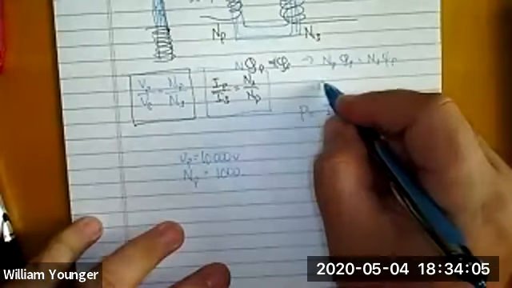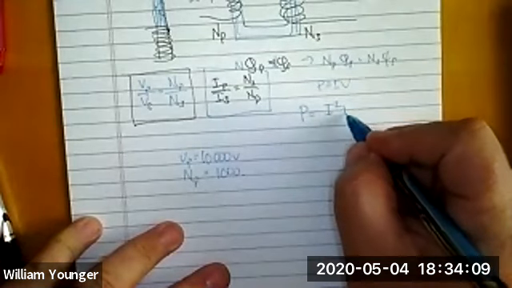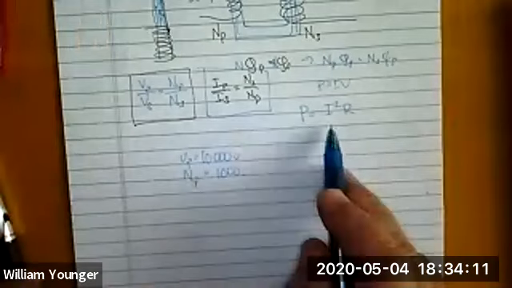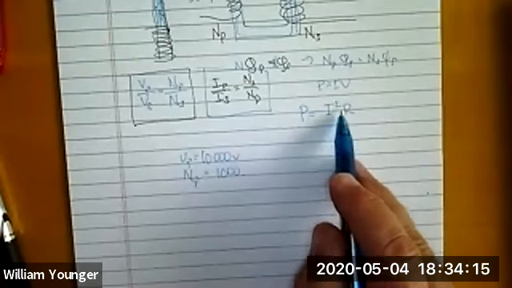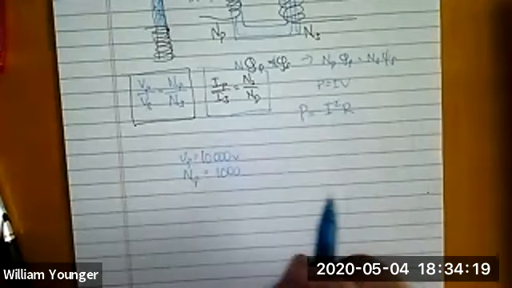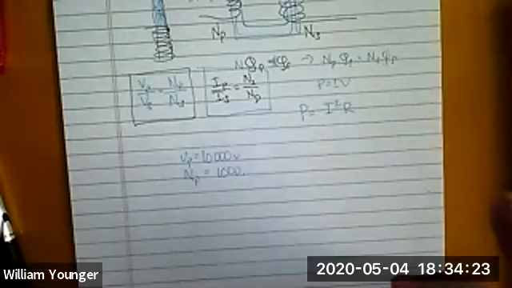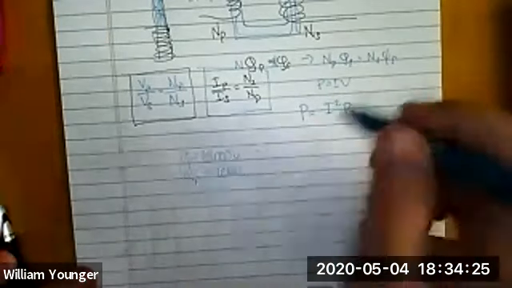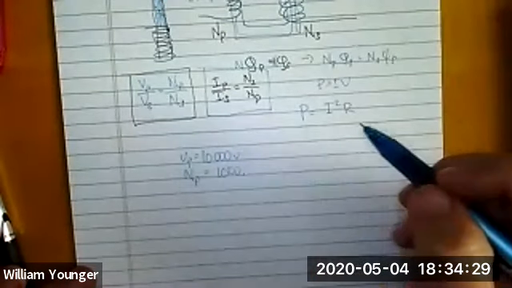Remember, P equals IV, and then V equals IR. So it's P equals I squared R. So that's the actual power loss. So the larger the current that you have going through that power line, the more power you're losing just to heating up the wire. So what companies try to do, they have to send out 200 amps per house.